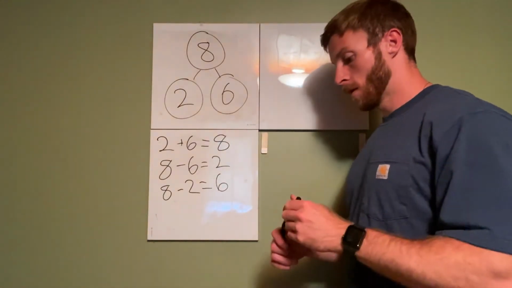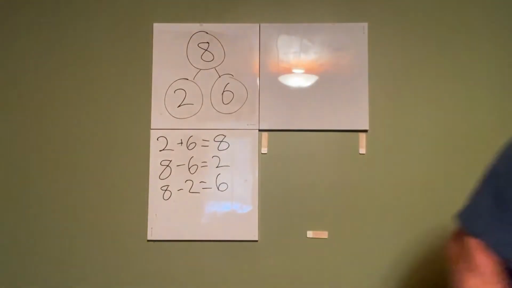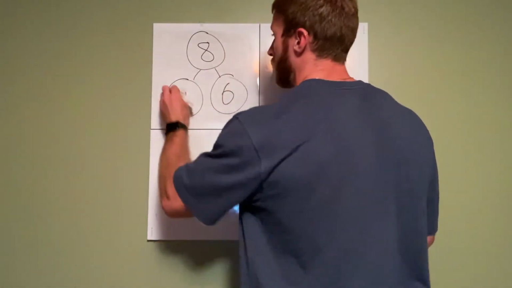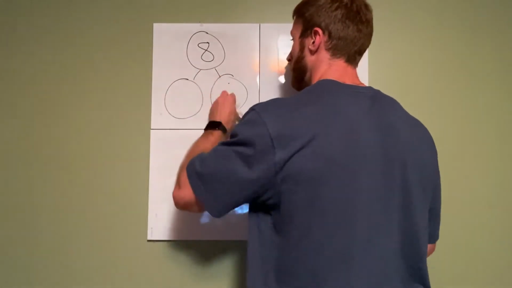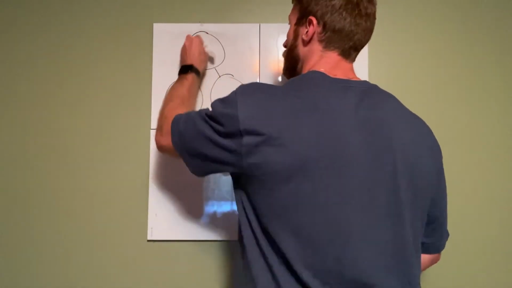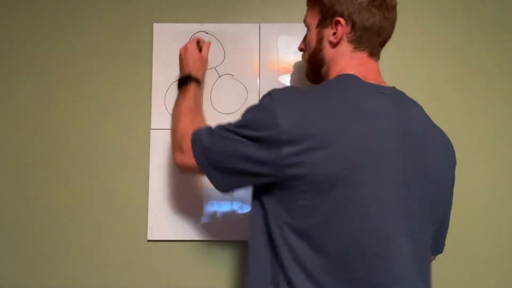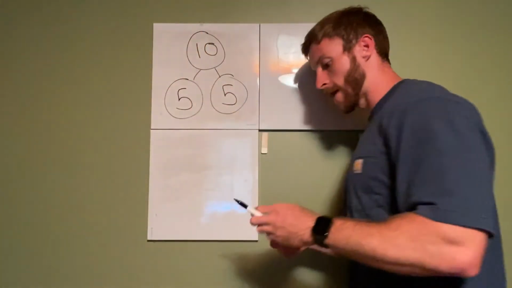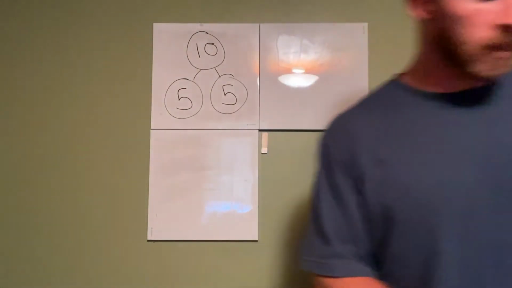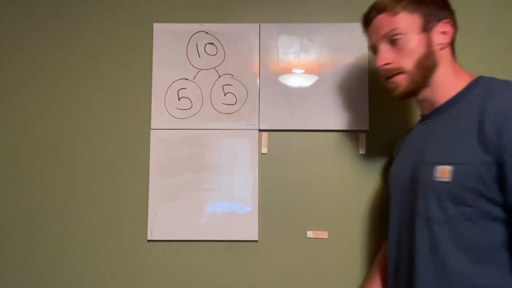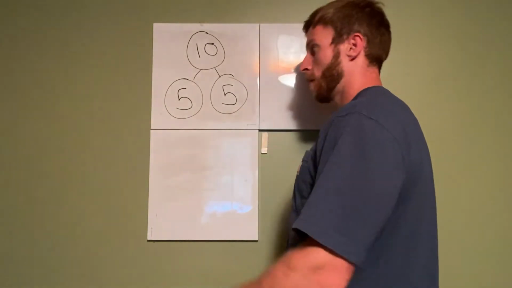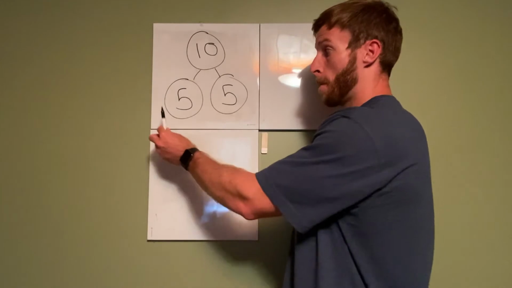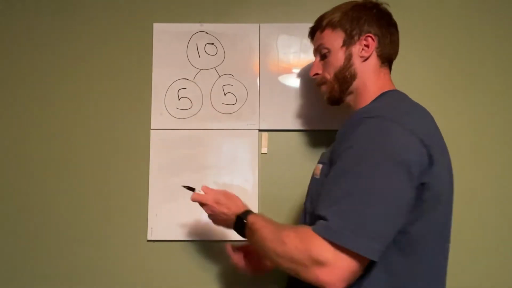Okay? Let's try one more. It's a little faster if I do it this way. Okay, ready? All right. What do you think my addition sentence is going to be if I add some of these numbers together? Part plus part equals whole. Say it with me. Ready? Part plus part equals whole.